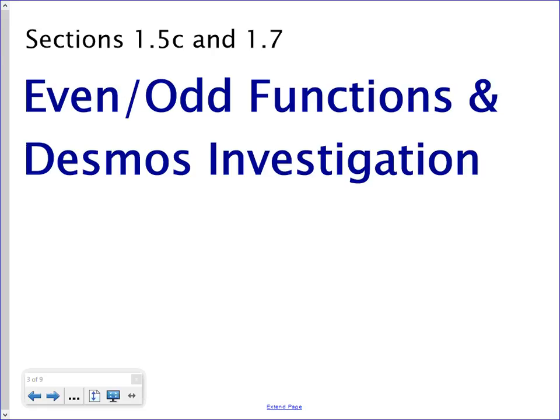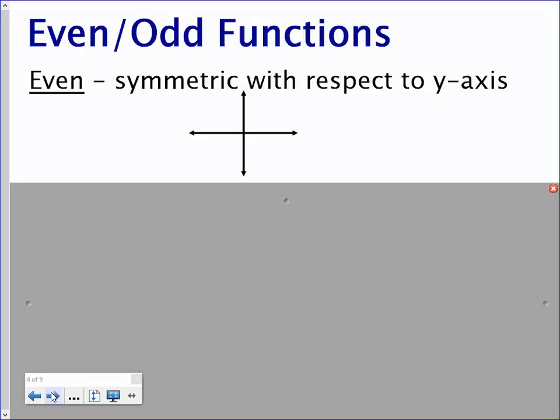Let's talk about the definition of what it means to be an even function and what it means to be an odd function, and then we'll look at a quick example. Okay. Even functions are defined as functions that are symmetric with respect to the y-axis. Functions that are symmetric with respect to the y-axis.